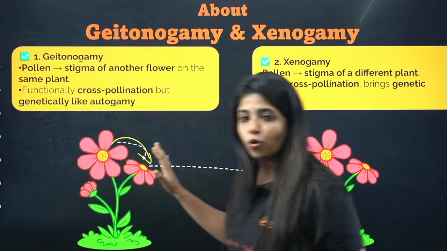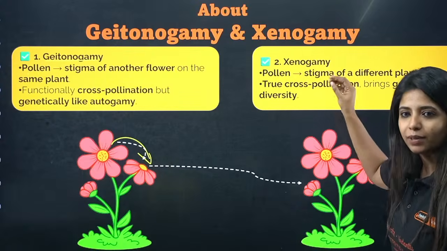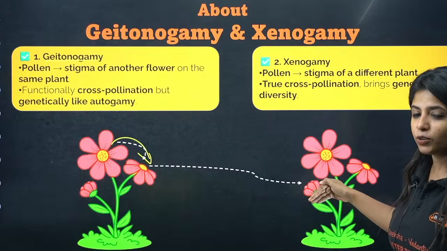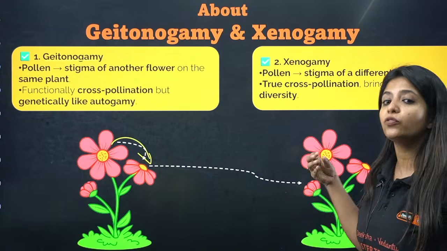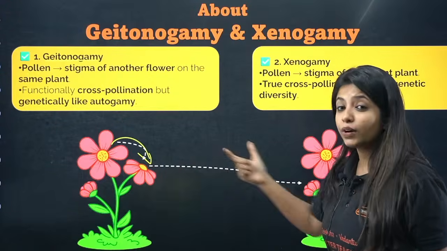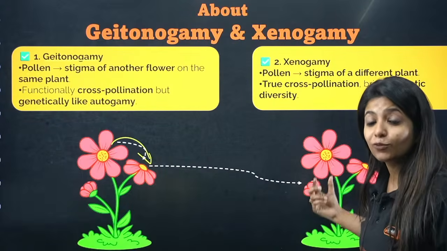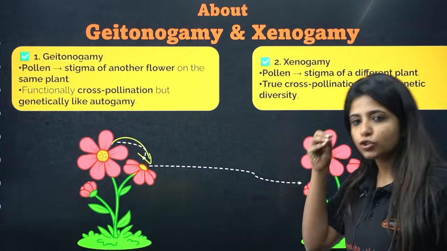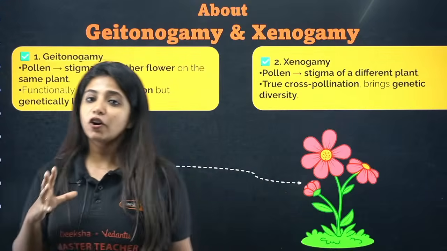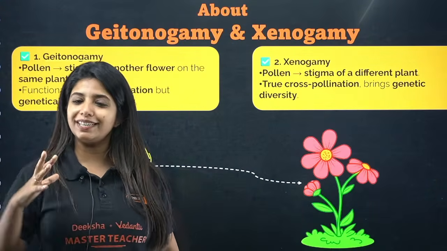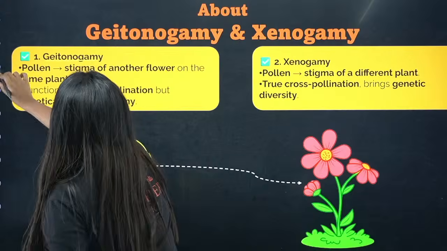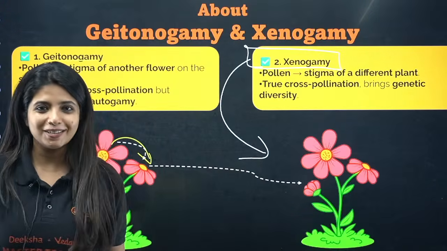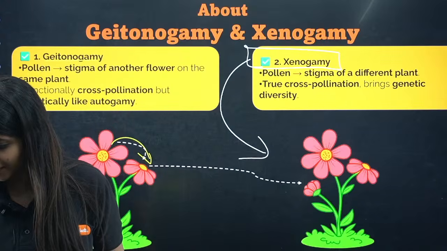Remember it. Now, when you talk about xenogamy, things are different. Two different plants are there. True cross-pollination is happening here. Why do I say true cross-pollination? Because two different plants means two different genetic varieties coming together, which gives rise to more diversity. So if you're asked which one brings the most genetic diversity, always understand it has to be xenogamy. Do not forget it.